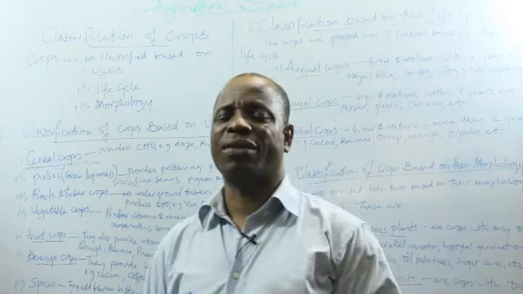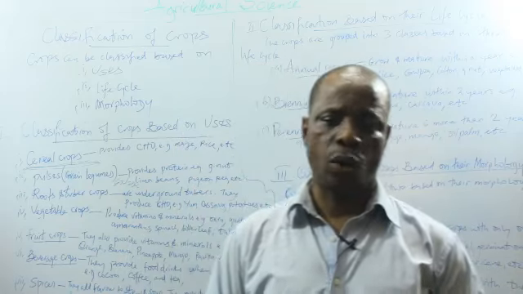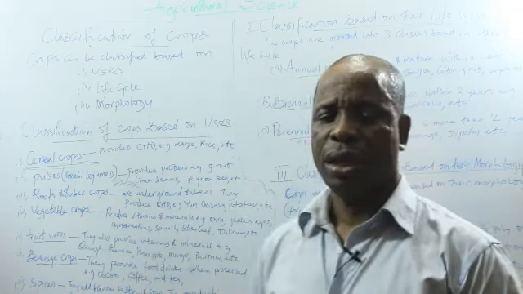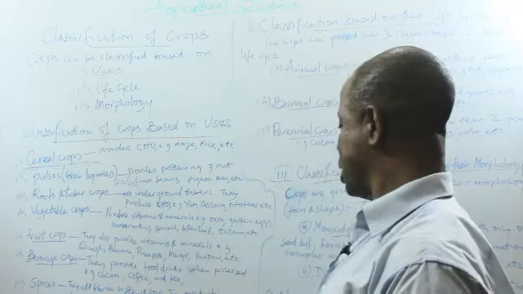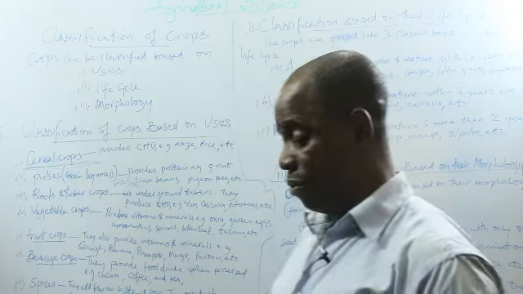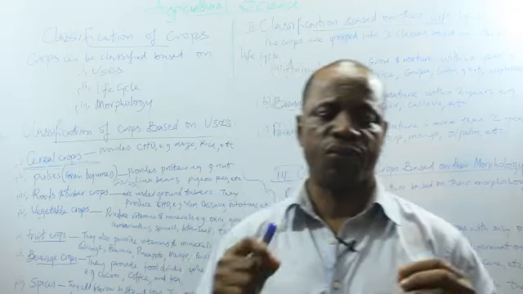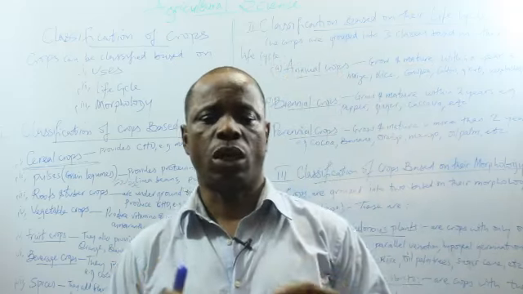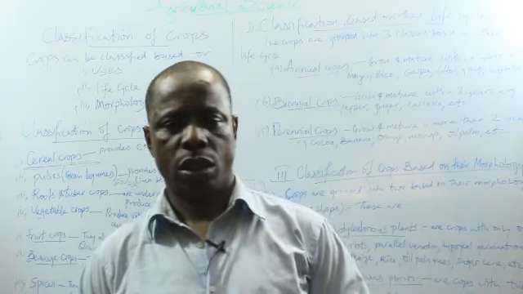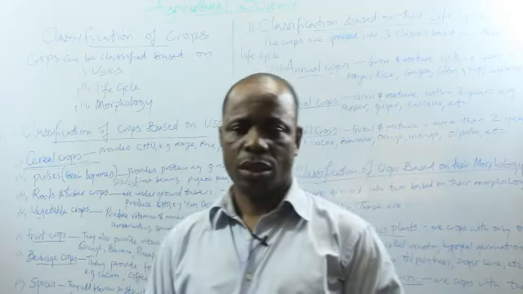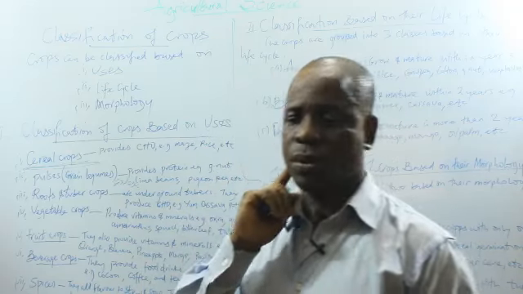Examples of the leaf vegetables are the vegetables whose leaves we eat, like water leaf, Talinum triangulare, like Amaranthus spinosus, like the spinach, like the bitter leaf. They are leafy vegetables. But we have some other ones we call fruit vegetables. Those are vegetable crops, but we eat the fruit. Examples are tomatoes, garden egg, okra.